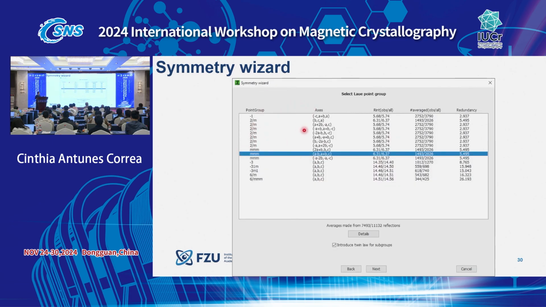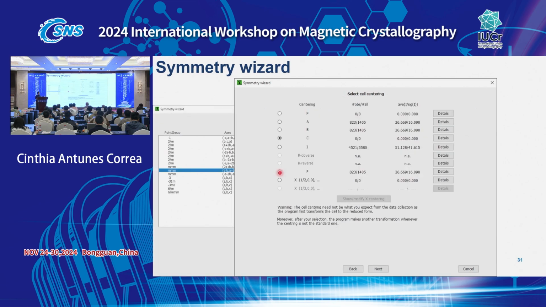Then JANA brings you to the point group selection, and it shows you here the list of point groups available for your system. Here in these details, you can see which reflections violate this selection of point groups. So you can decide by yourself in more difficult cases.